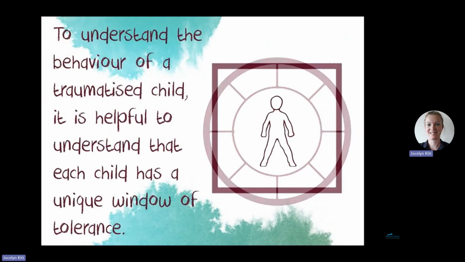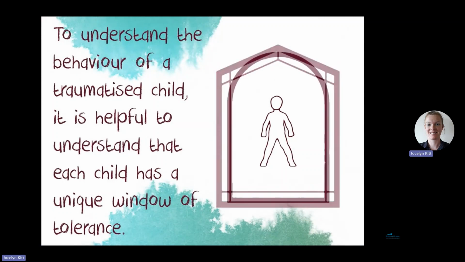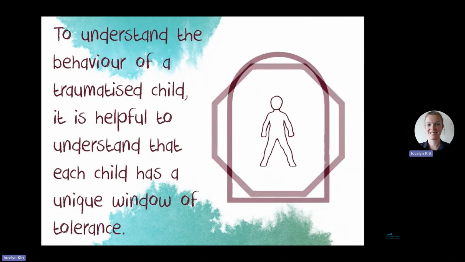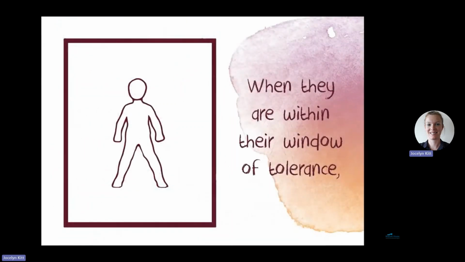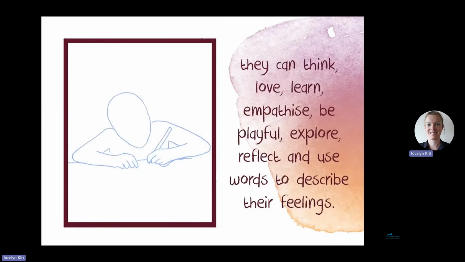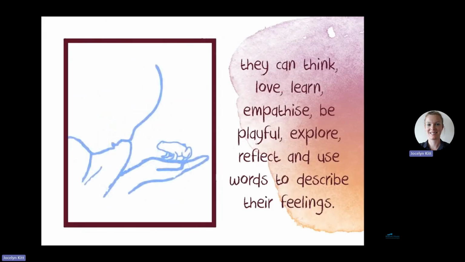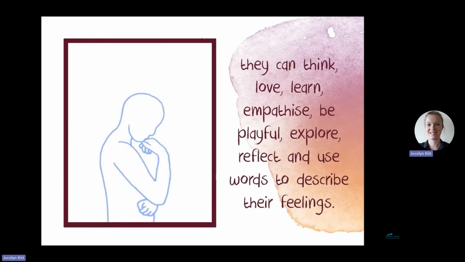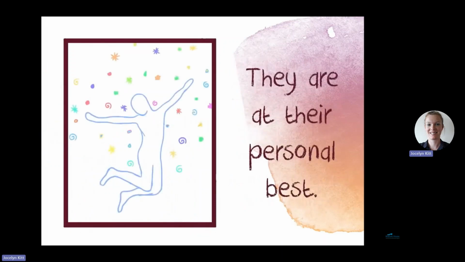To understand the behaviour of a traumatised child, it's helpful to understand that each child has a unique window of tolerance. When they are within their window of tolerance, they can think, love, learn, empathise, be playful, explore, reflect, and use words to describe their feelings. They are at their personal best.